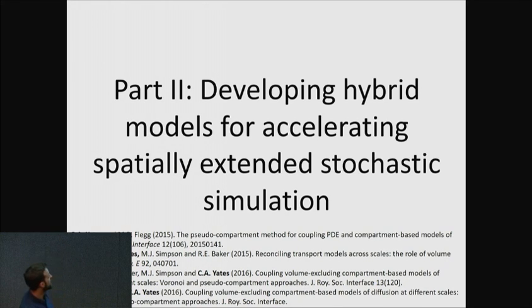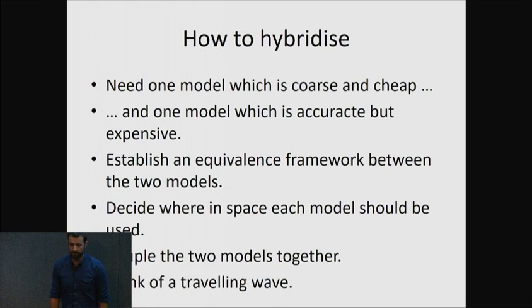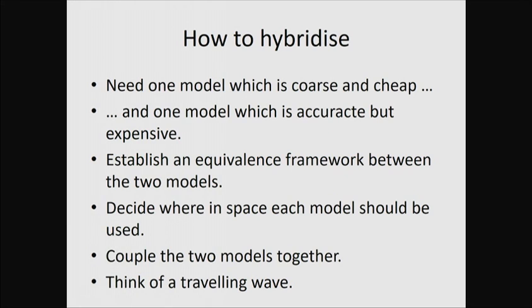And there are a few references down here to the type of hybrid models that I'm going to talk about. So firstly, what do I mean by hybridization? Because different people mean different things when they talk about hybridization. So for me, I need to come up with 2 different models. One of these models needs to be coarse, maybe inaccurate, you could say, but cheap. The other model has to be more accurate but more expensive. So that's my basic setup for having a hybrid model.